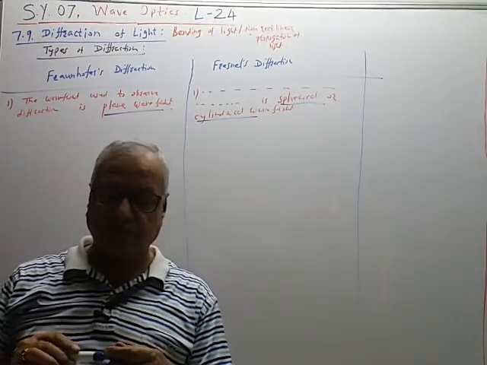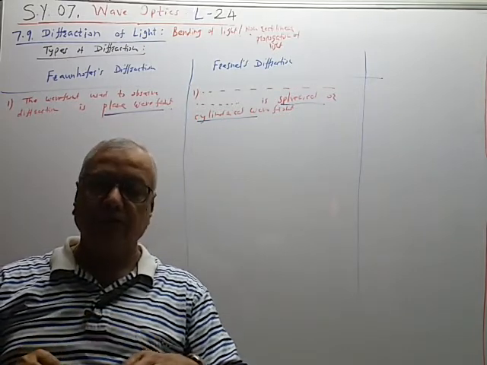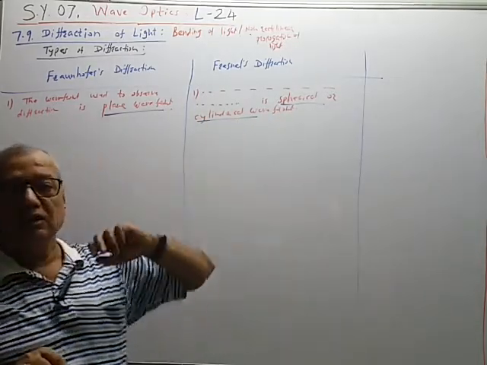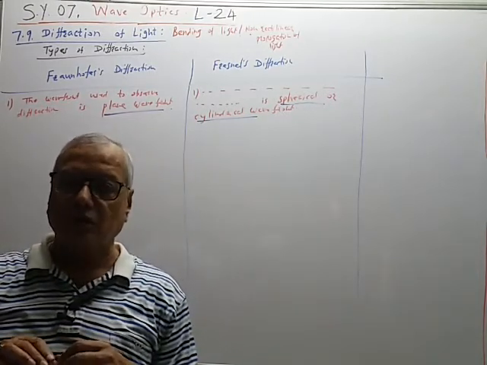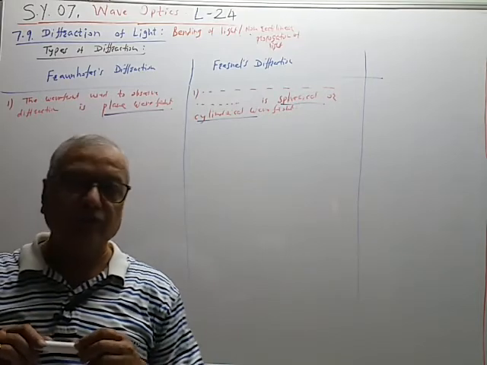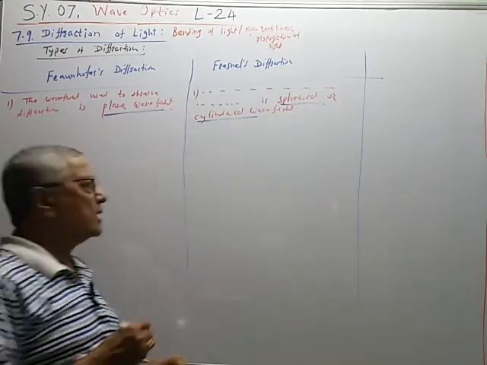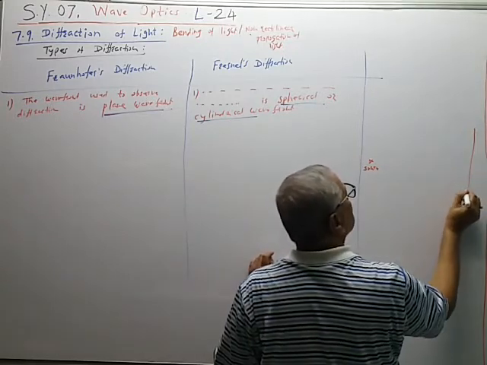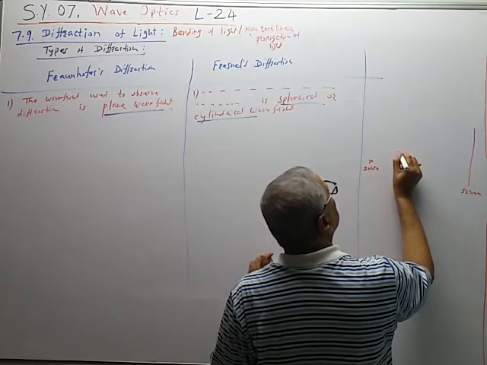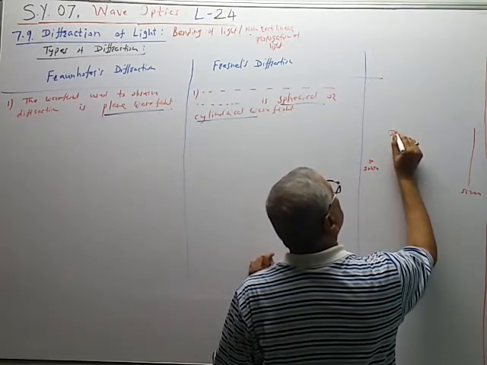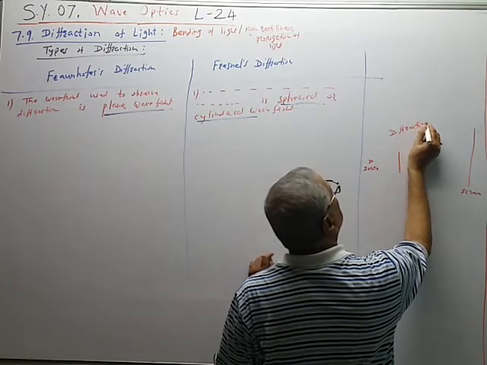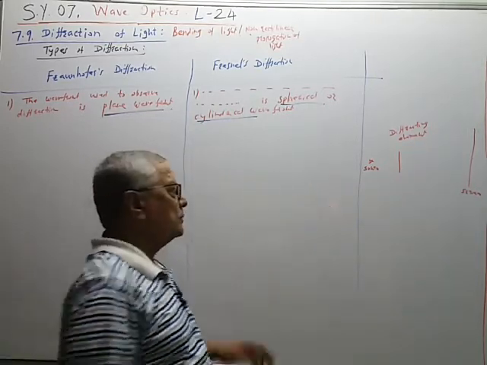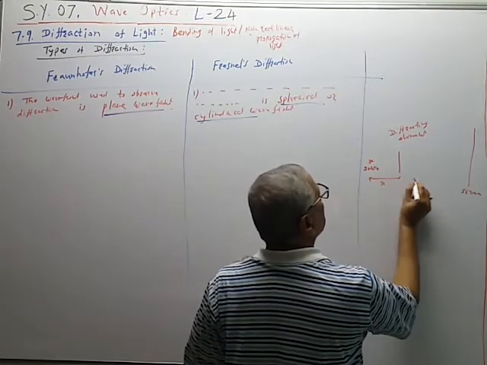So we know the methods. Plane wavefront is obtained by keeping the source of light at infinity, and spherical or cylindrical wavefront are produced by using a source of light at finite distance. So when we are to observe this diffraction phenomenon, what is the arrangement? We require a source, we require a screen, and here this is a diffracting element. This diffracting element may be a slit, or a non-transparent object. This distance is x, this distance is y.